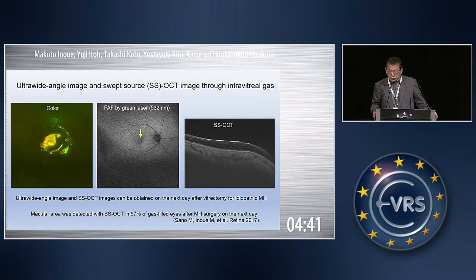And the good thing is that they use green lasers. And we can use the swept-source OCT, and the macular area was detected with the swept-source OCT in 97% of gas-filled eyes after macular surgery on the next day.